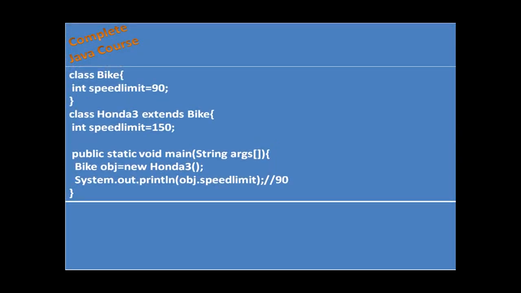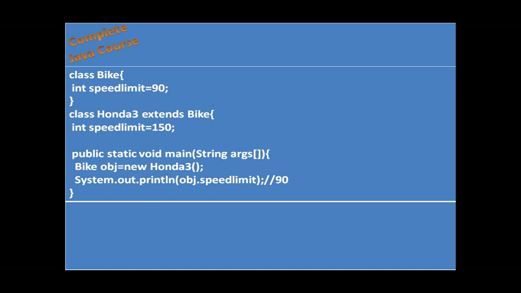In this example, we create a bike class and define a variable or data member speed limit with value 90. In the other class, Honda, we extend the bike class and again define a speed limit data member. So this data member is not overridden. In methods, if the method is the same in the parent class and child class, it is called an overridden method. But data members are not overridden.